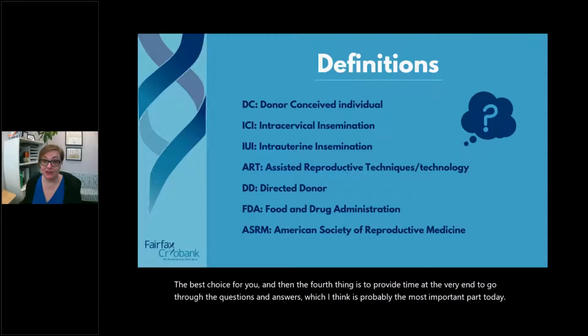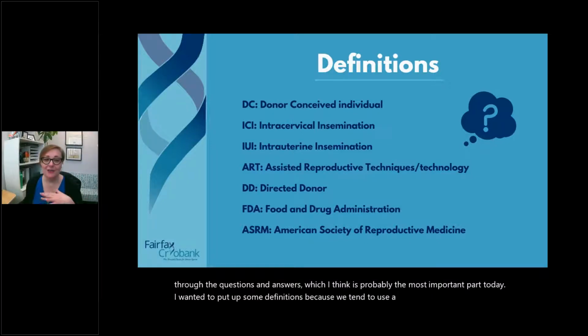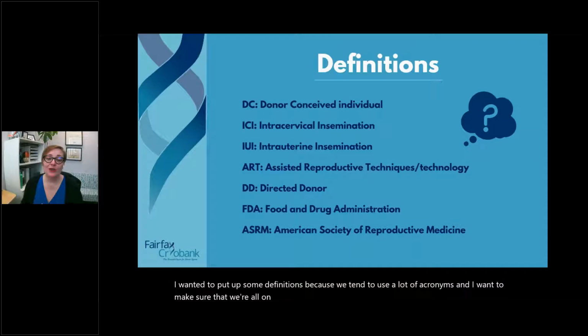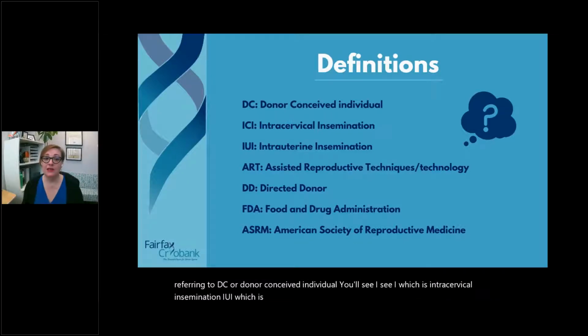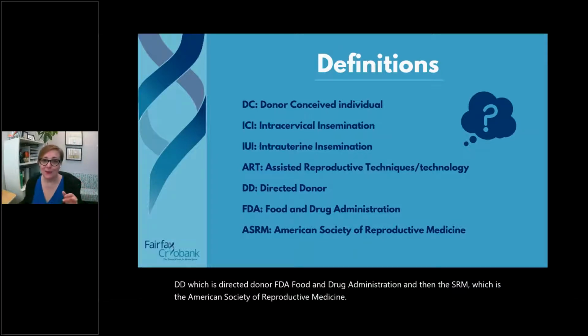I wanted to put up some definitions because we tend to use a lot of acronyms, and I want to make sure that we're all on the same page. You're going to see some content on the slides referring to DC, or donor conceived individual. You'll see ICI, which is intracervical insemination, IUI, which is intrauterine insemination, ART, which I'm sure you're more familiar with, which is assisted reproductive technique or technology, DD, which is directed donor, FDA, Food and Drug Administration, and then the ASRM, which is the American Society of Reproductive Medicine. So just some definitions to make sure that we're all on the same page.